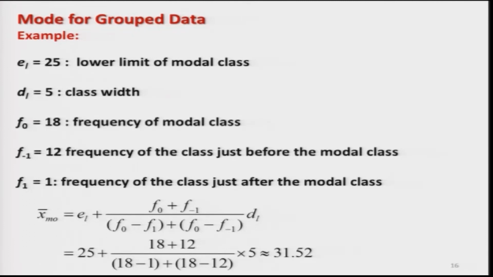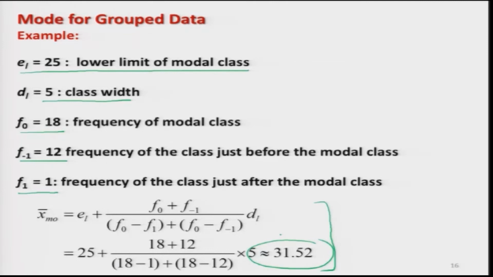You can see here that l is the lower limit of the modal class, which is 25, the width of the class is 5, and these are the modal class frequency f0, the frequency of the class just before the modal class as 12, and the frequency of the class just after the modal class as 1. If you substitute all these values over here, you get the value 31.52.